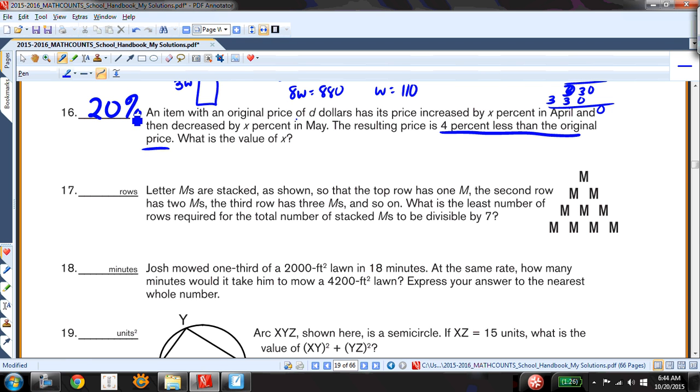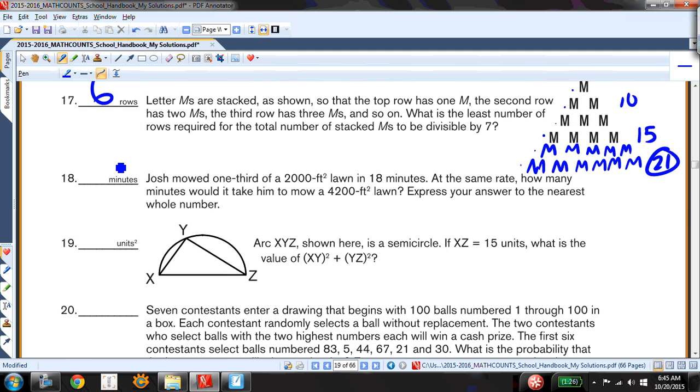Letter M's are stacked as shown, so that the top row is 1 M, the second row is 2 M's, and on and on. What is the least number of rows required for the total number of stacked M's to be divisible by 7? Well, here we have 1, 2, 3, 4, 5, 6, 7, 8, 9, 10. And we have 10 so far. I can add another row. I'm going to have 1, 2, 3, 4, 5 M's. That will give me 15. And then add another row, which will have 6 M's. And that'll be 21. 21 is divisible by 7, so I have 1, 2, 3, 4, 5, 6 rows.